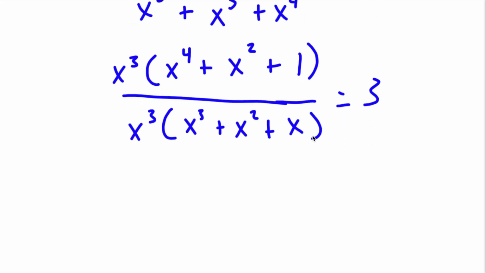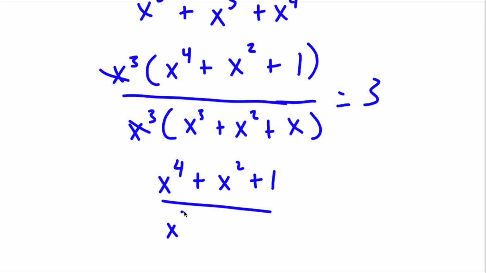Now, because we have an x^3 in both our numerator and denominator, these two will simply cancel out. So now I'll be left with (x^4 + x^2 + 1) over (x^3 + x^2 + x) is equal to 3.